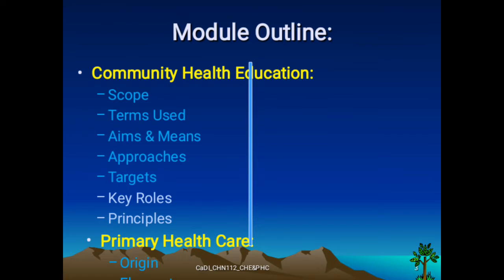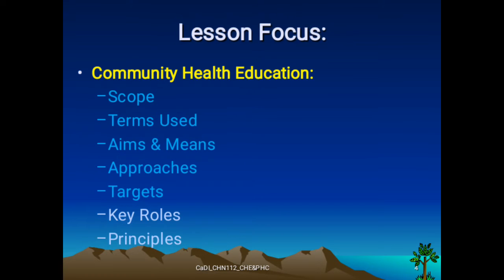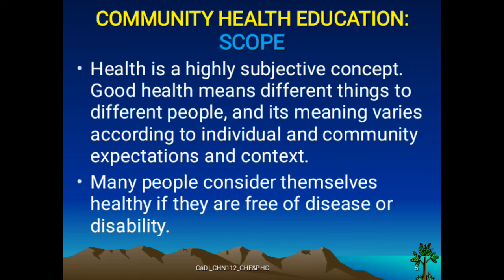Module outline. Community health education will look at scope, terms used, aims and means, approaches, targets, key rules, principles. Then we'll look at primary care. We have origin, community health education. First, we look at the scope.